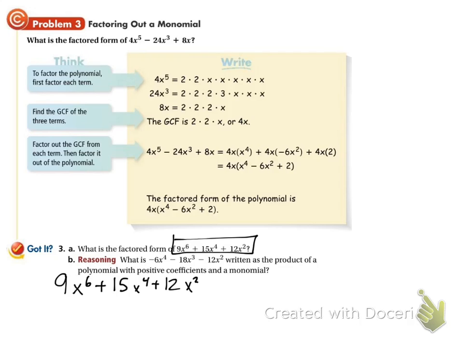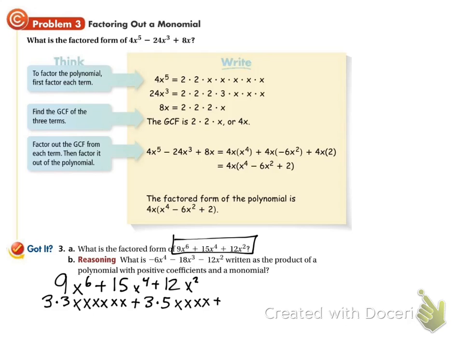So first thing we need to do is find the greatest common factor, which we just did in the last lesson. So remember, we need to split it up. So this is 3 times 3 with 6 x's. 1, 2, 3, 4, 5, 6. Plus 15 we can split into 3 times 5. Those are both prime numbers with 4 x's. 1, 2, 3, 4.